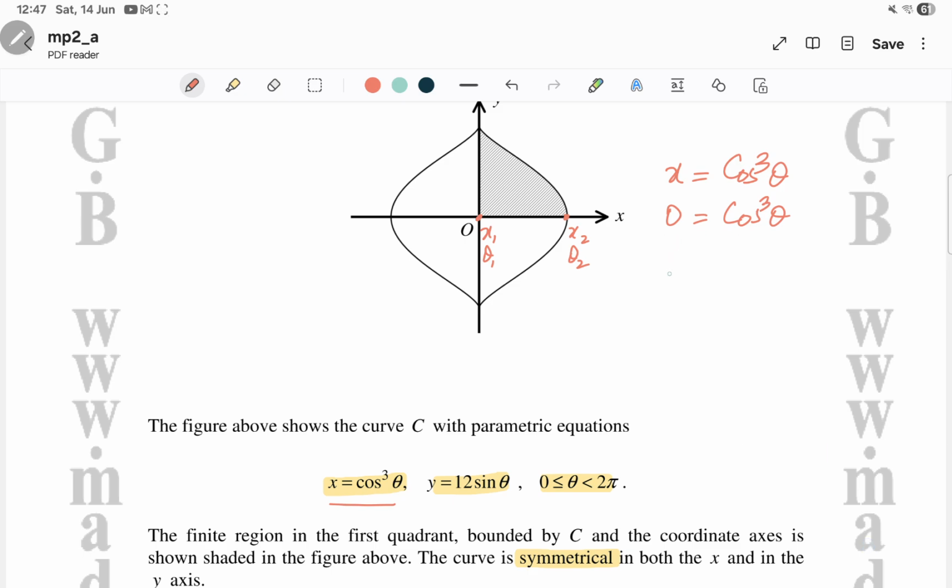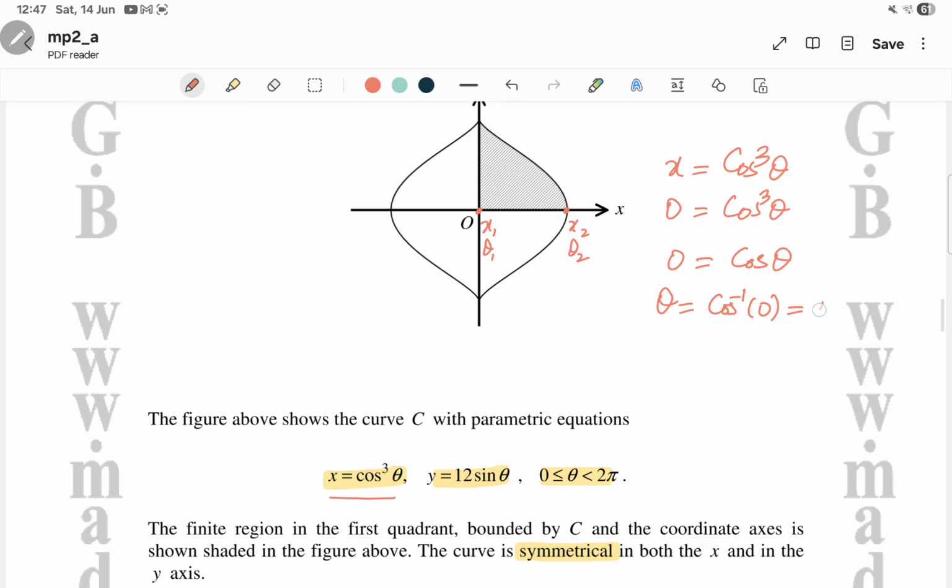When you apply the cube root on both sides, it will be 0 equals cos theta. If you apply the cos inverse on 0, then theta will be cos inverse of 0, and the cos inverse of 0 is either pi by 2 (90 degrees) or 3 pi by 2 in the domain 0 to 2 pi.